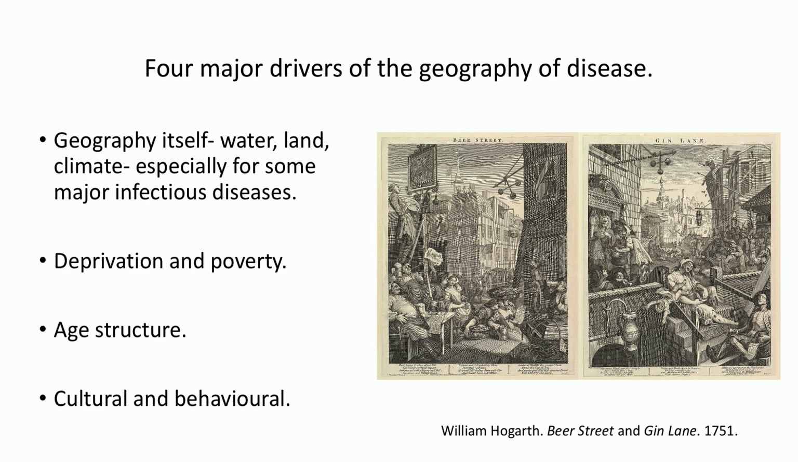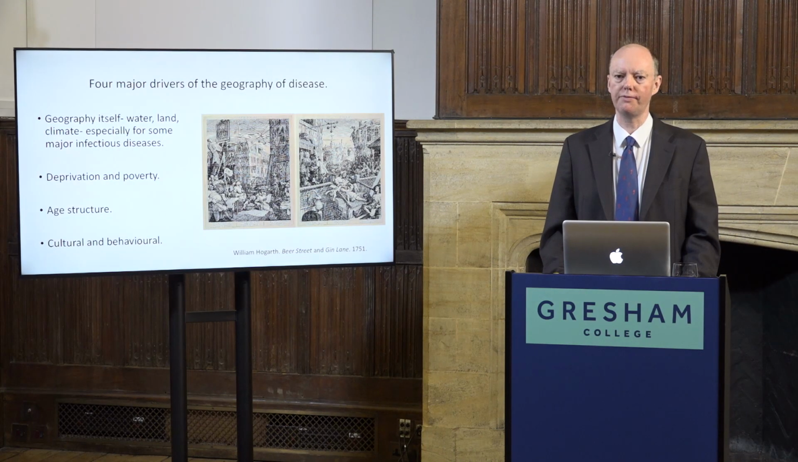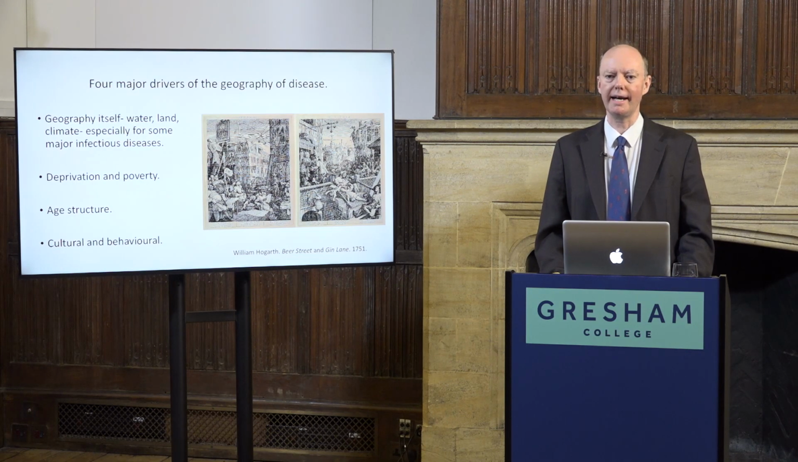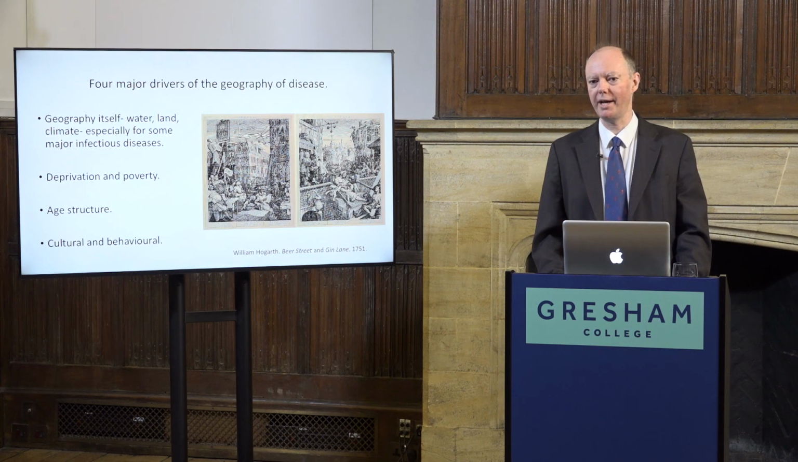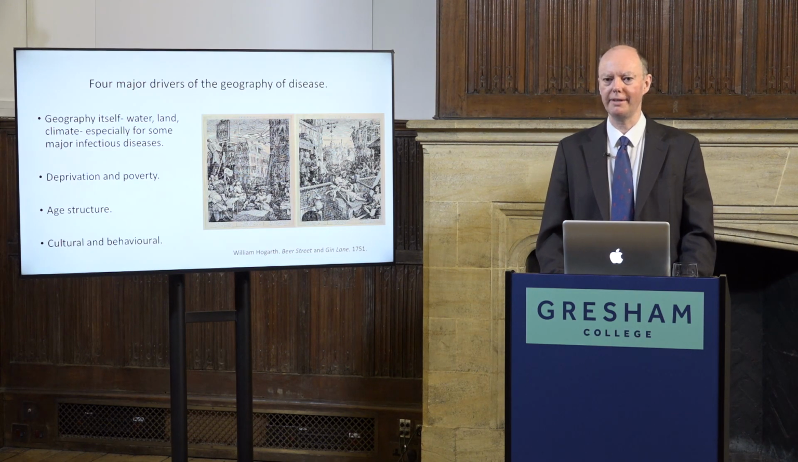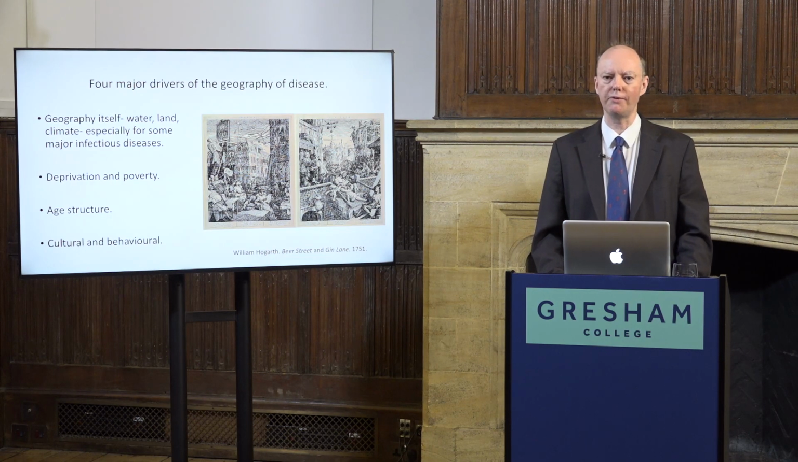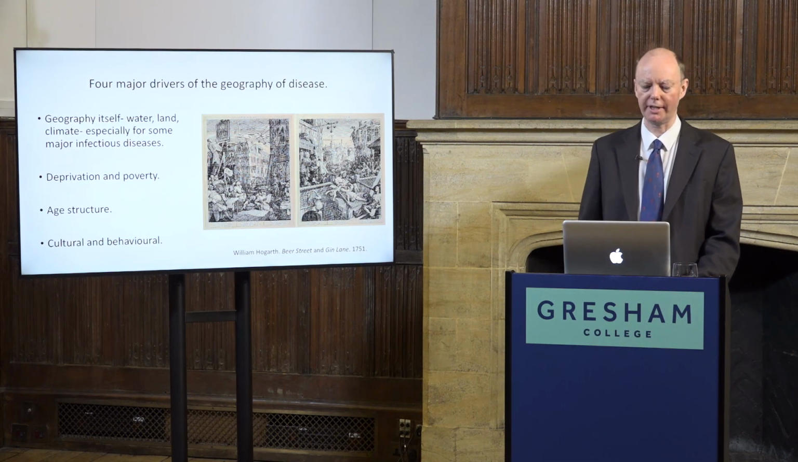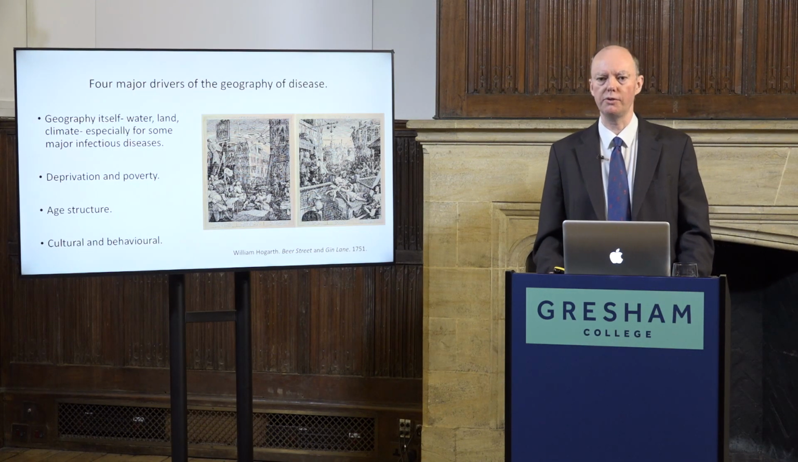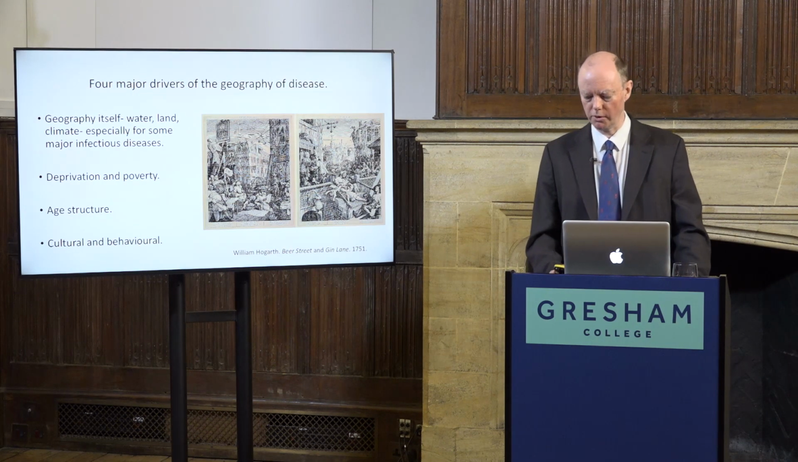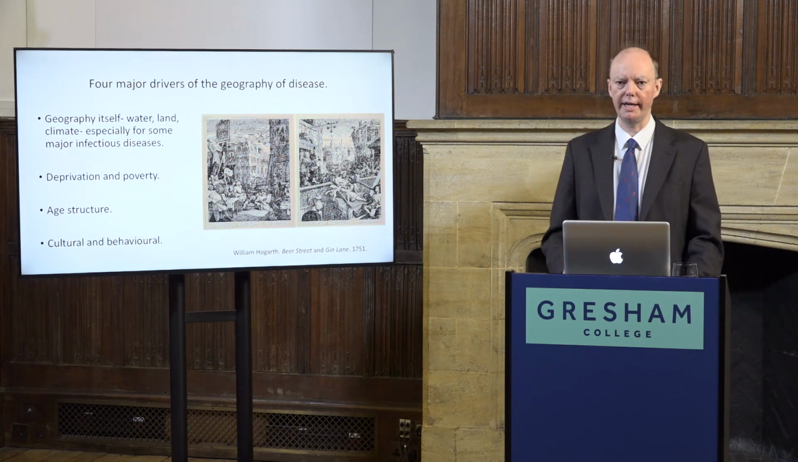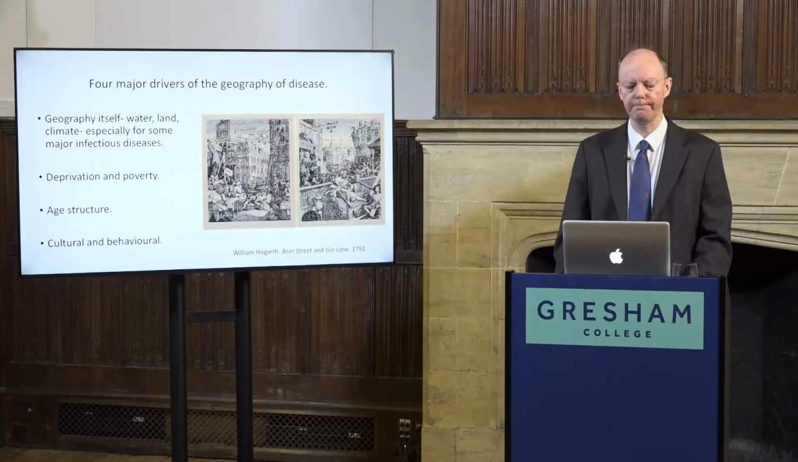The third thing is the age structure, because the age structure in different parts of every country is actually quite markedly different. And because which diseases you have vary through your life, this has a big impact on what diseases you find in particular parts of the country. And finally, there are some issues which are primarily cultural and behavioural, which I will talk about less, but they can be very important.